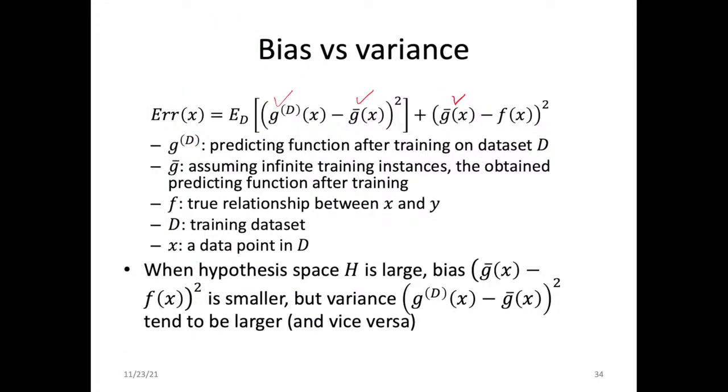Or may not contain the true relationship between x and y. So this f of x is the true relationship between x and y. So the distance between these two is called the bias.